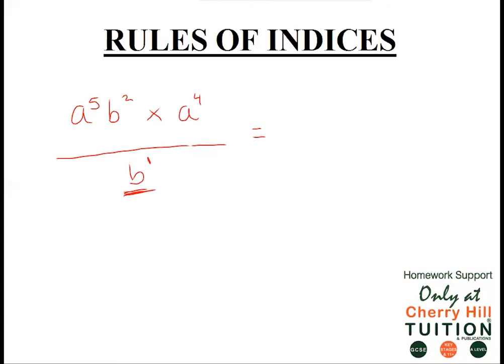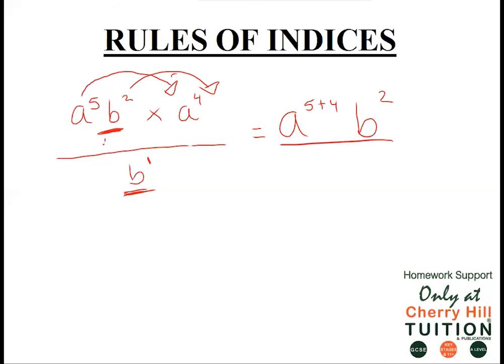So let's start by simplifying the numerator. We are multiplying a to the power of 5 by a to the power of 4. So this is the same thing as a to the power of 5 plus 4. Now the b, there is nothing for us to multiply with. So we just leave the b as it is, okay? And this is all over b to the power of 1. Now, simplifying the numerator, we get a to the power of 5 plus 4, which is 9, b to the power of 2, all over b to the power of 1.